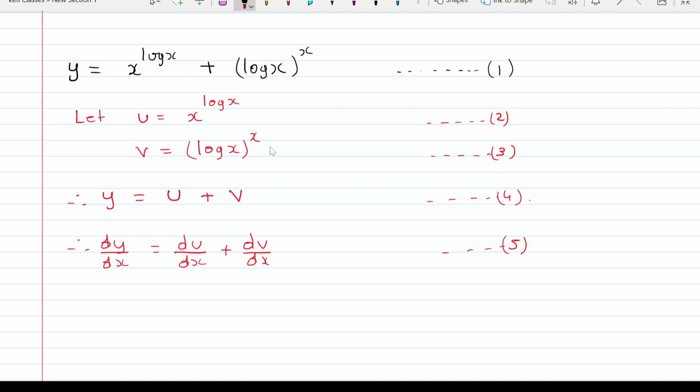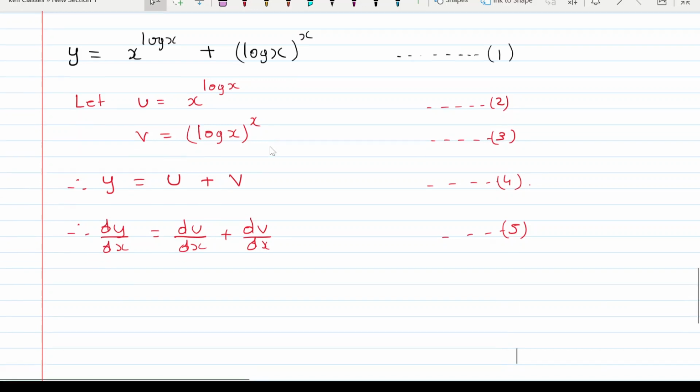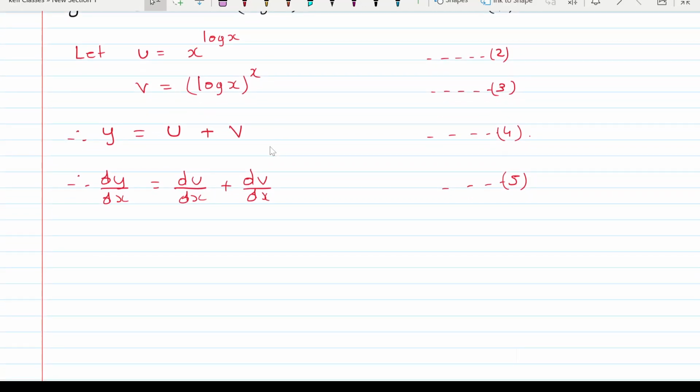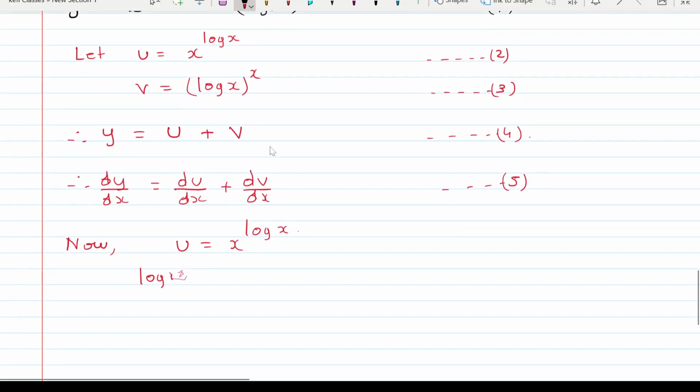Now to find du by dx what we need? U. Correct na? U is x raised to log x. Okay, so now u is equal to x raised to log x. Right? Now what type has this become? Variable raised to function, x raised to f of x, so we will have to take log. Understand? Now we have to take log. We'll take the log of this. So therefore log u, what happens? Log u is equal to log of x raised to log x.